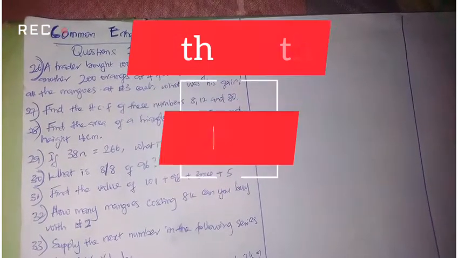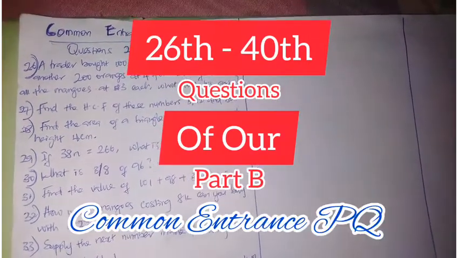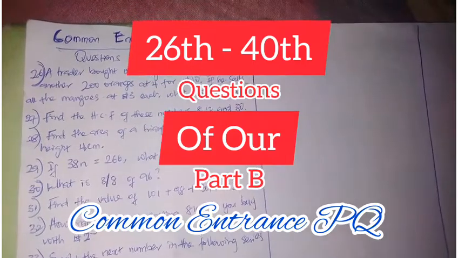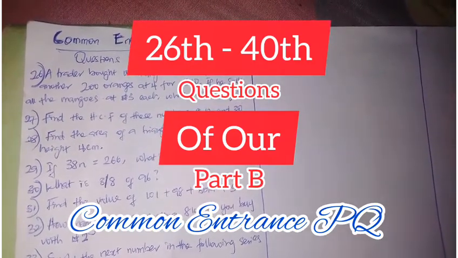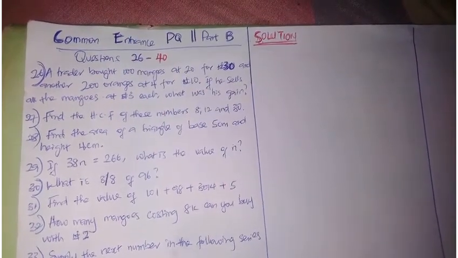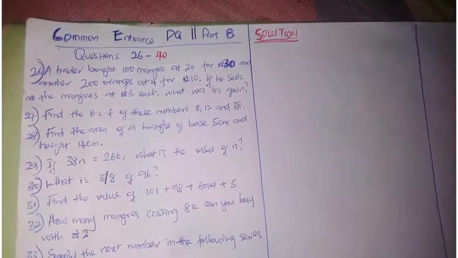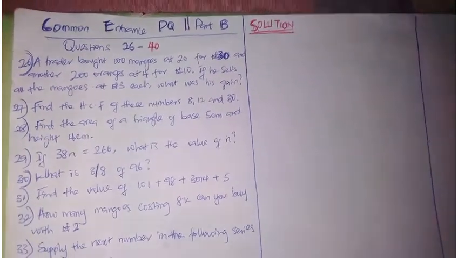In today's video, we're looking at the 26th to 40th question of our part B common entrance past question. Okay, so let's go straight to the question. We have question 26 saying that a trader bought 100 mangoes at 20 for 30 naira.